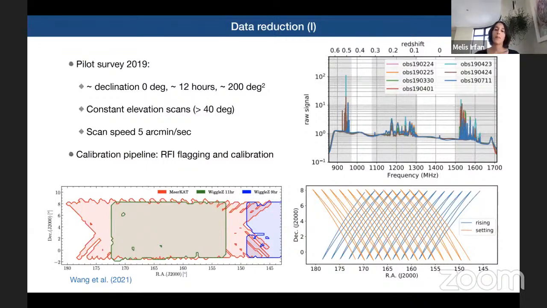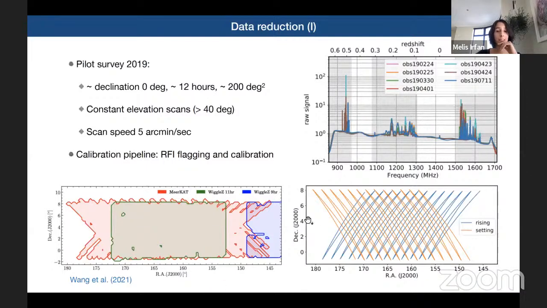So the brightest RFI contamination we see is from satellite, and you can see the channels that are cut out there in the plot at the top. We are observing it around deck zero, and we believe that as we start to observe different areas, the severity of the satellite RFI problem should lessen.